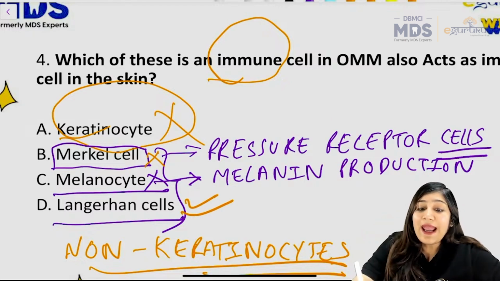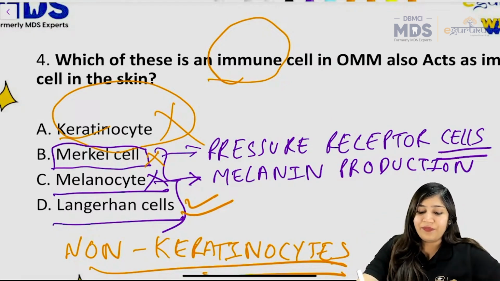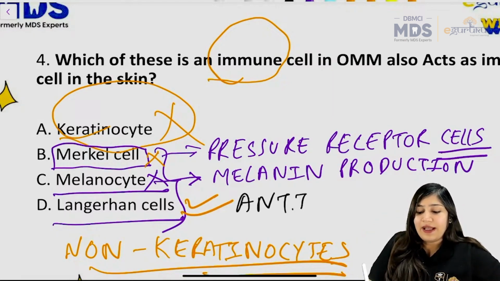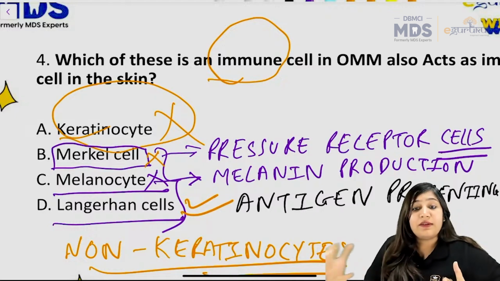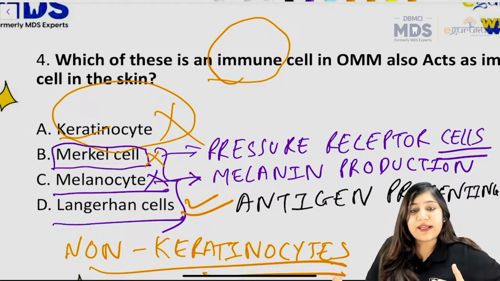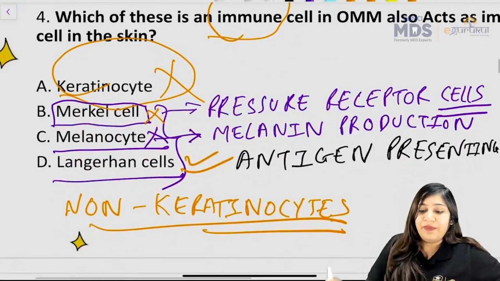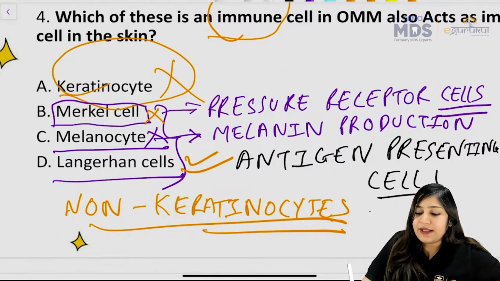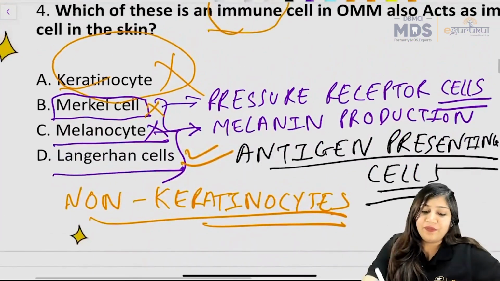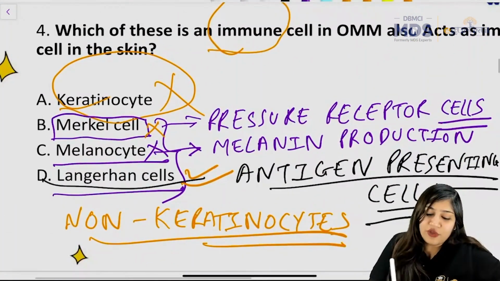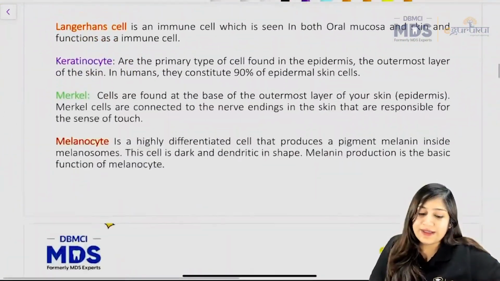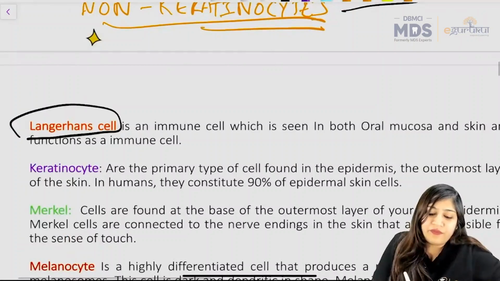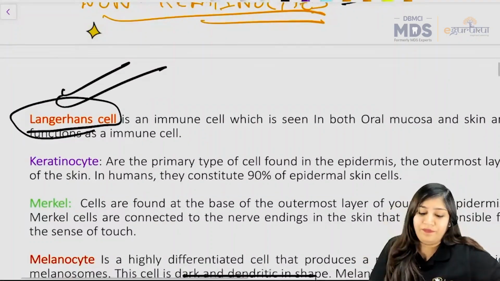These are mainly antigen presenting cells. They recognize the antigen, they provide it to the T lymphocytes so that they break them into peptides. So they are antigen presenting cells. They have immune function basically. So here our correct option is Langerhans cells. Immune cells are Langerhans cells. Correct option.